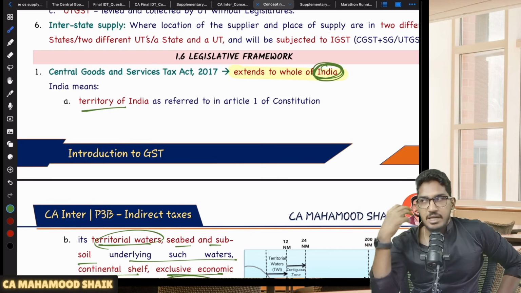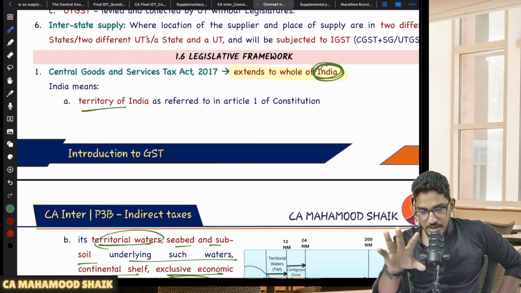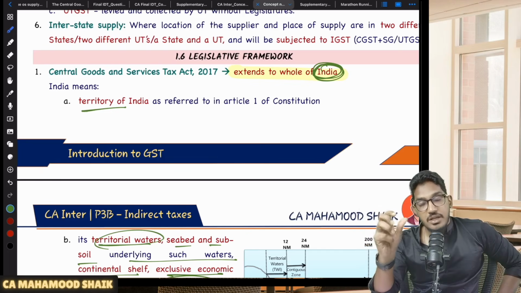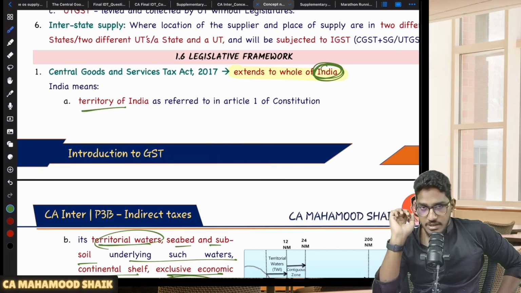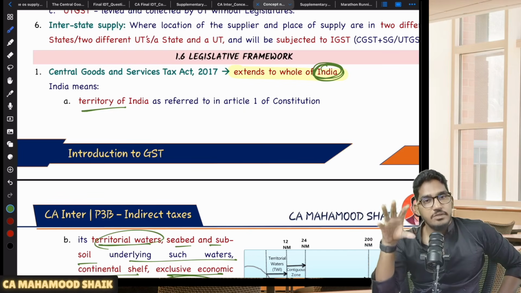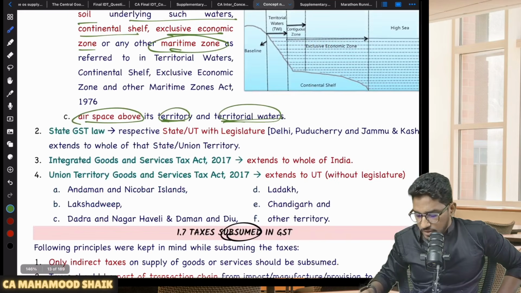Let us say, for example, the AP government has a GST Act that will become applicable only for the AP territory. The Tamil Nadu state government will have their own SGST Act that will become applicable only for the state of Tamil Nadu. The Kerala government will have their Kerala SGST Act that will become applicable only for Kerala. So like that, at the state level they have their own acts.